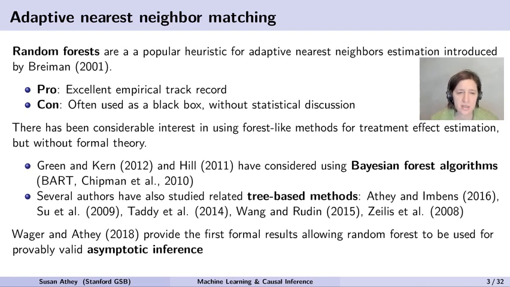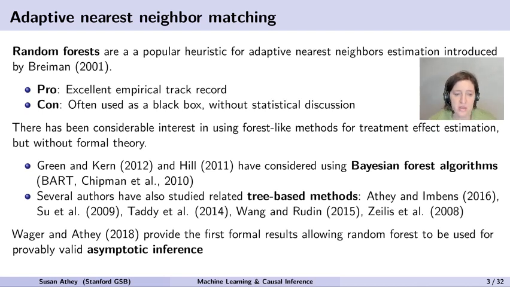And they actually have an excellent empirical track record, and they're often used as a black box. They work well out of the box. If you don't tune them, they tend to still perform pretty well. So they're one of the fastest high-performing machine learning methods you can get coded up. But we often use them without really understanding why they work or how to evaluate their performance.